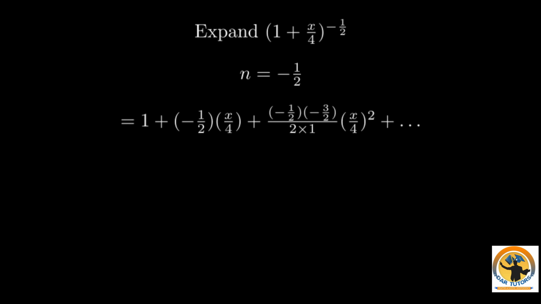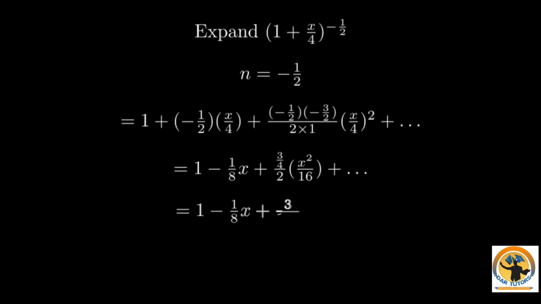Now let's simplify each term. The first term is 1. The second term is negative 1/2 times x over 4, which is negative x over 8. For the third term, the numerator is 3 over 4, and the denominator is 2, so the fraction is 3 over 8. This is multiplied by x squared over 16, giving us 3x squared over 128. This is the expansion of the bracketed term.